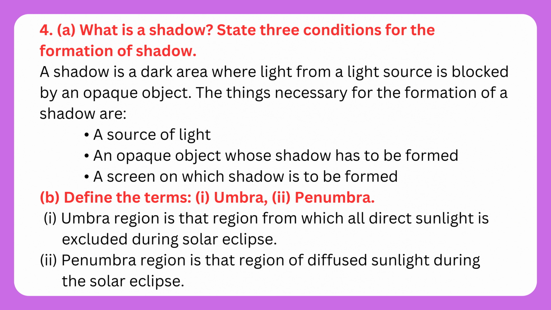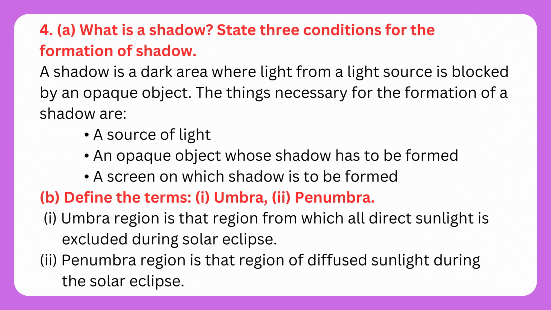Question 4. A. What is a shadow? State 3 conditions for the formation of shadow. A shadow is a dark area where light from a light source is blocked by an opaque object. The things necessary for the formation of a shadow are a source of light, an opaque object whose shadow has to be formed, and a screen on which the shadow is to be formed.